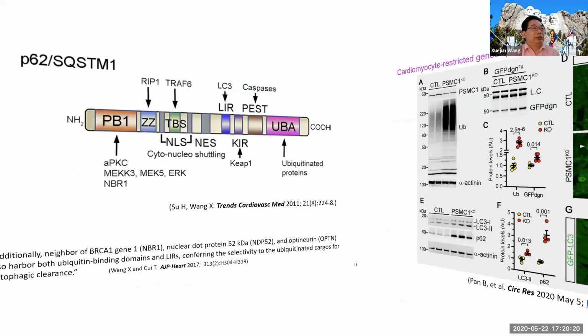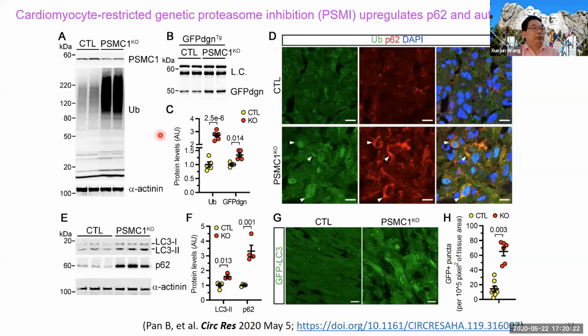Empirically, I'm not going to show the data, we already reported that pharmacological proteasome inhibition, which I'm going to abbreviate as PSMI, can activate autophagy in the heart, in cultured cardiomyocytes as well as in vivo in myocardium. But that has never been demonstrated in any organ with a genetic approach.